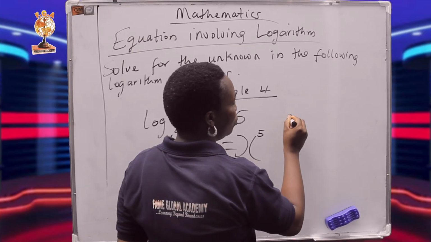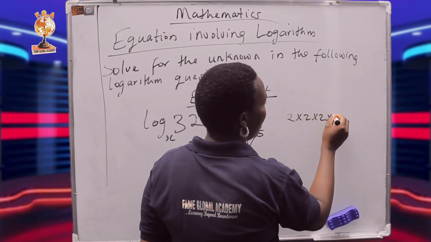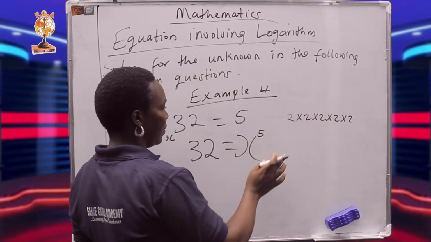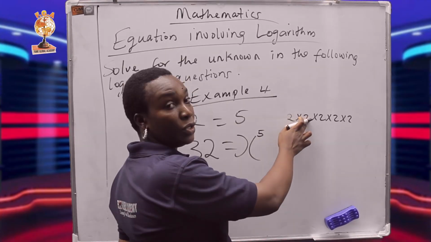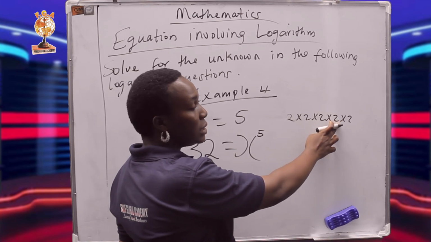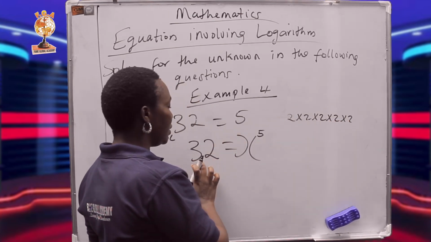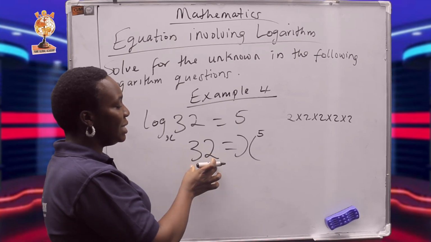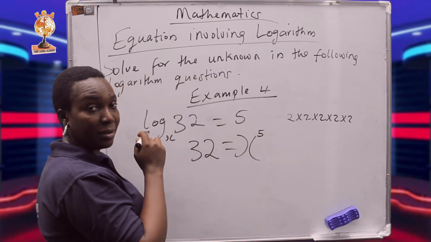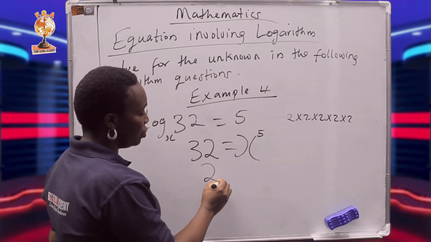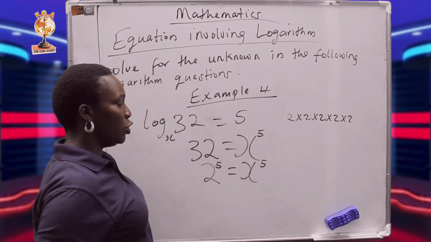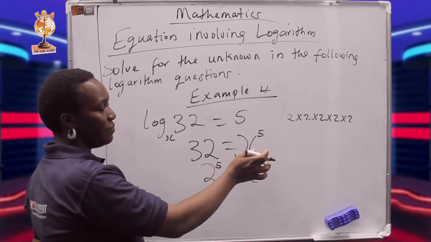Let's try it. 2 times 2 times 2 times 2 times 2, 1, 2, 3, 4, 5. Okay, so we have 5 now. So let's multiply. 2 times 2 is what? 4. 4 times 2 is 8. 8 times 2 is what? 16. 16 times 2 is 32. So now we are replacing 32 with 2 raised to the power of 5. That's the index form of it. So we have 2 raised to the power of 5 is equal to what? x raised to the power of 5.